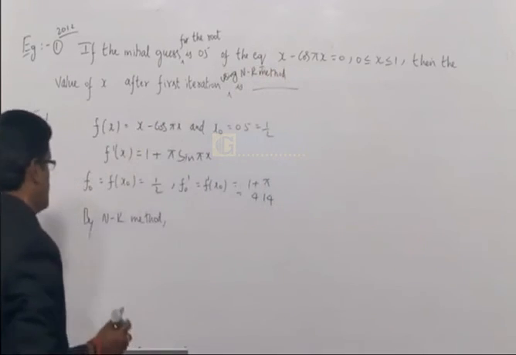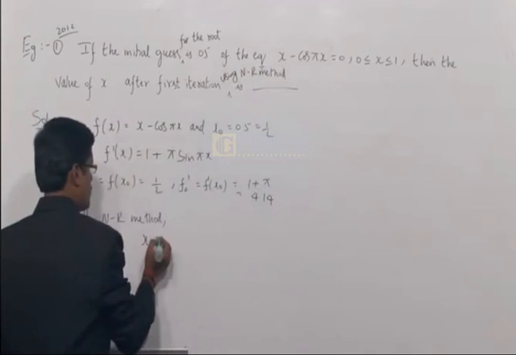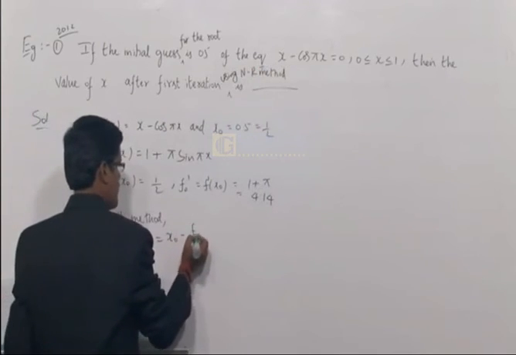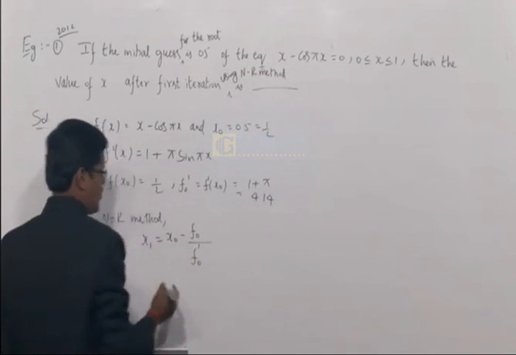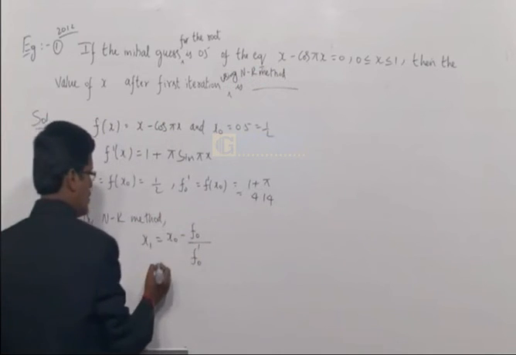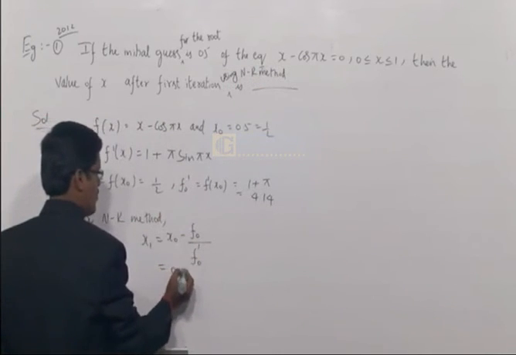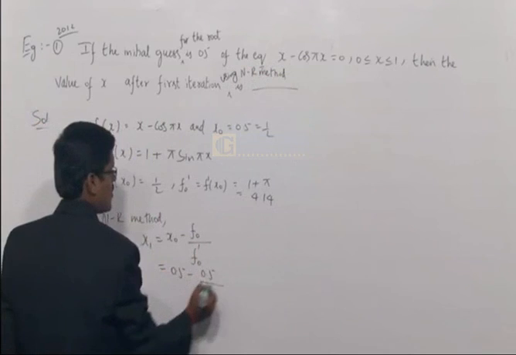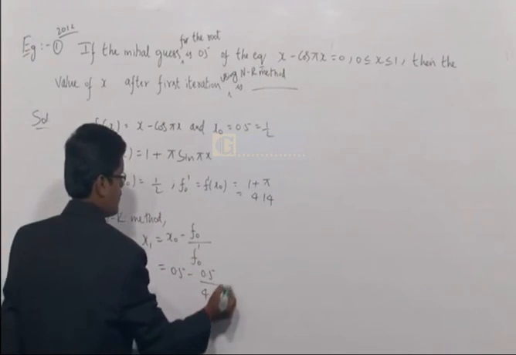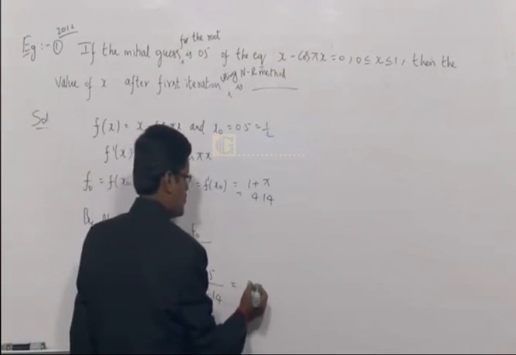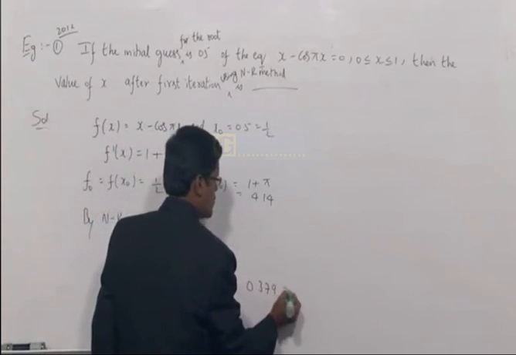By the NR method, what is the x1 formula? X naught minus f naught by f naught dash. F naught dash means f dash of x naught. So what is x naught? 0.5. What is this? Also 0.5, and this is 4.14. This simplifies to 0.379 according to the choices.